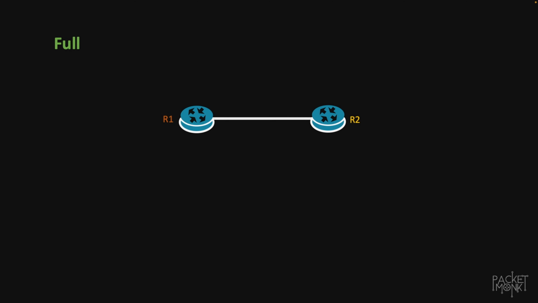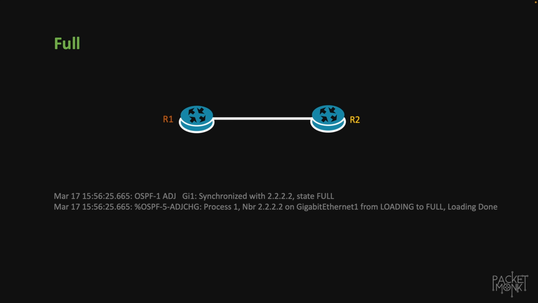Once the loading process is complete, the neighbors will move to full state, which means that the neighborship process is complete. To reiterate, when the routers see each other, they will reach two-way state and we call them neighbors. And once they exchange their routing information and reach full state, then we say that they reached full adjacency.